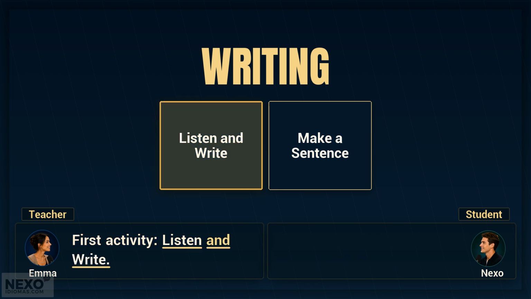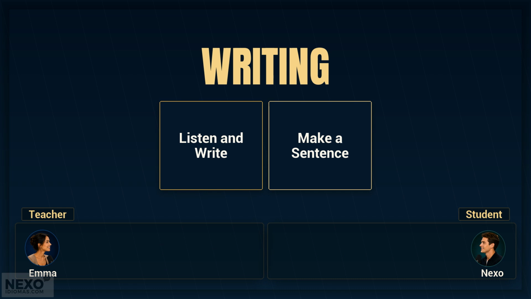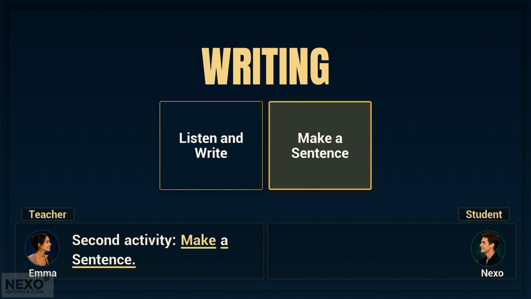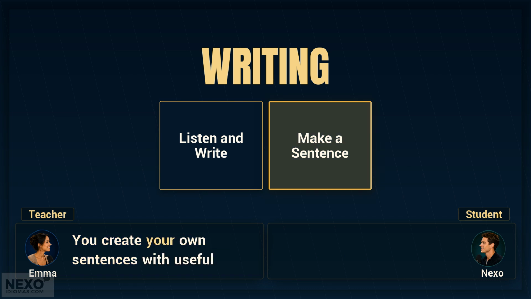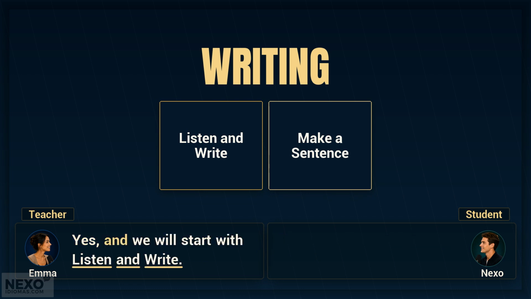First activity, listen and write. You listen to a short text and write the words you hear. Second activity, make a sentence. You create your own sentences with useful verbs. That sounds useful for my writing. Yes, and we will start with listen and write.